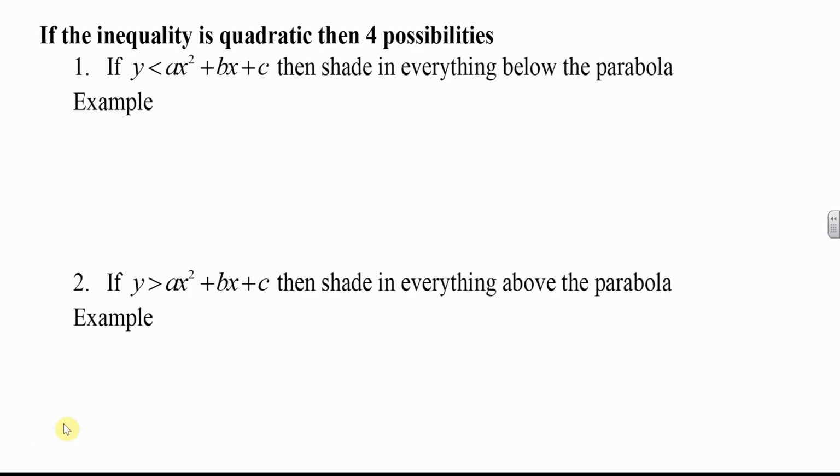Here, if it's a quadratic, it doesn't have to be as fancy as ax squared plus bx plus c. It may be something like this. It may be y is just less than, let's say, x squared, or 5x squared. Doesn't have to be, as long as you know that you can identify that it's a quadratic. If it says y less than, then that means we're going to shade in everything below, or basically outside of the parabola.